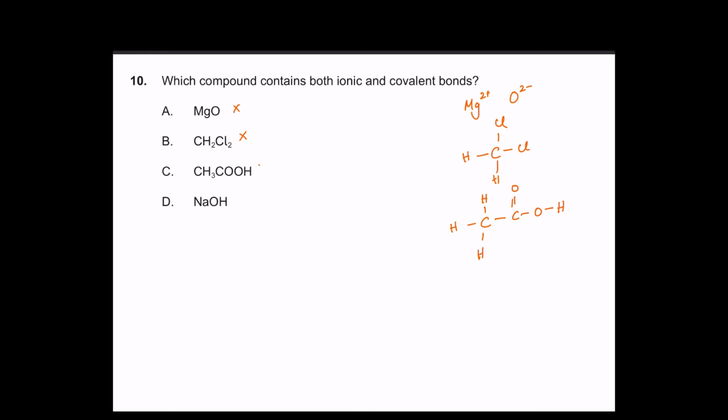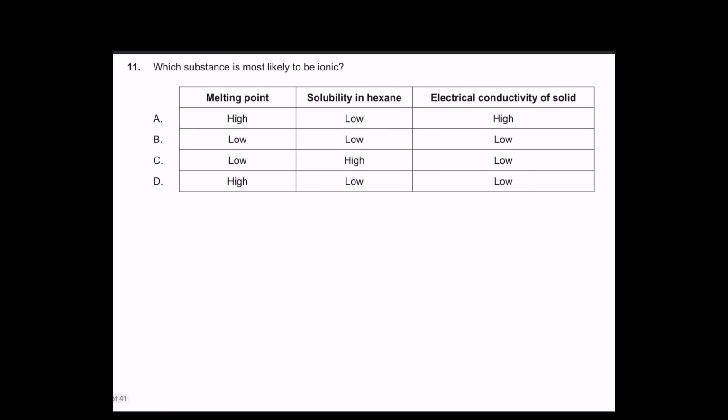Okay, so this is not the answer. Now NaOH is only left, and this is the correct answer. This is because NaOH is Na plus and OH minus. You see there is an ionic bond here and there is a covalent bond here. So option D contains both ionic and covalent bonds. Okay, moving on to question 11.